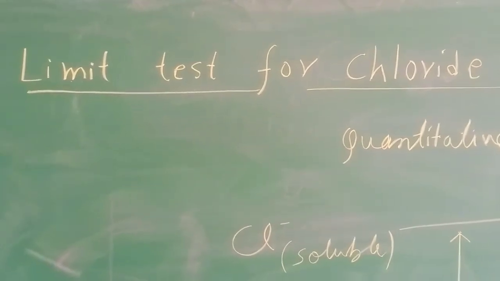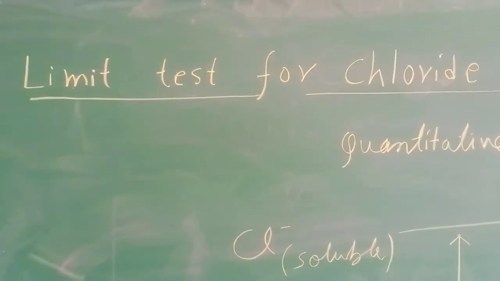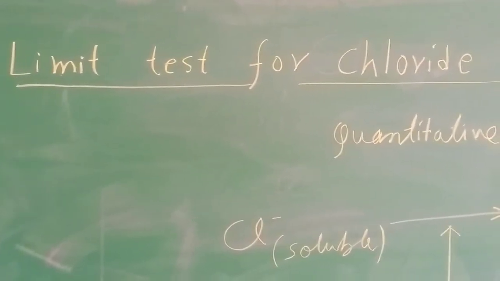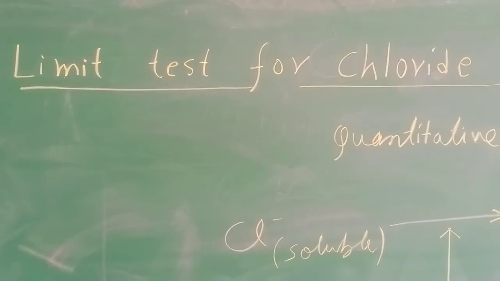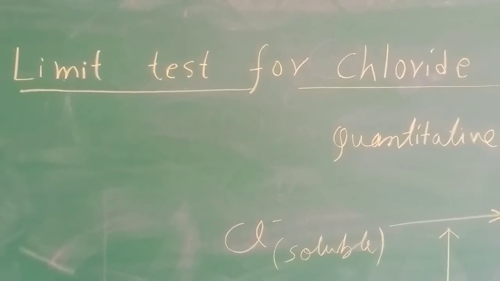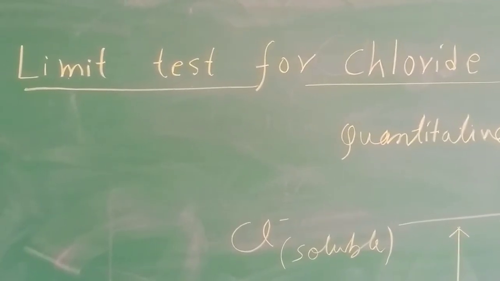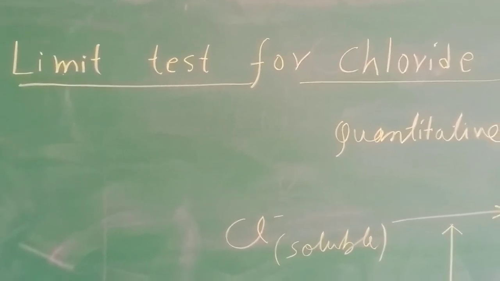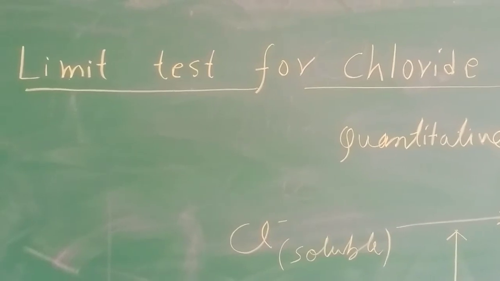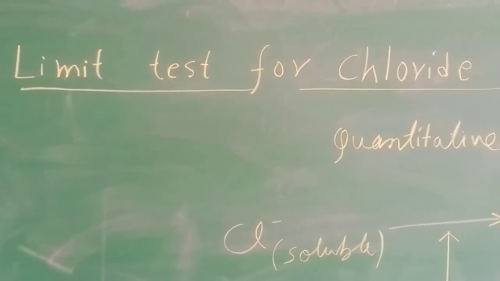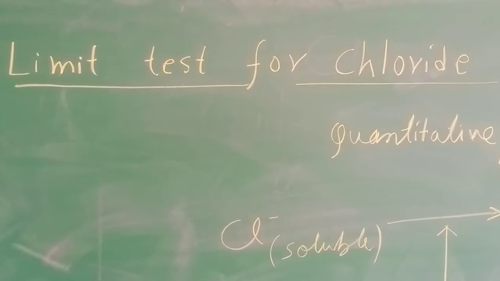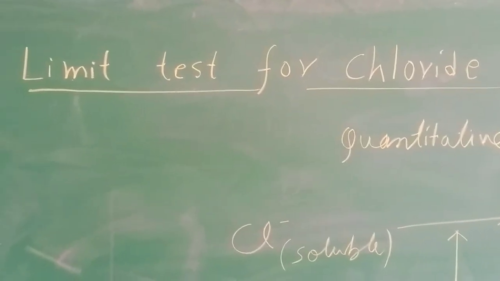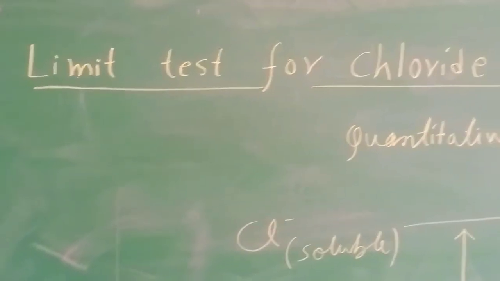So here in this limit test for chloride, the test is designed in order to determine the quantity of chloride as an impurity, if present in a chemical substance, is present within a limit or it is present beyond the limit.